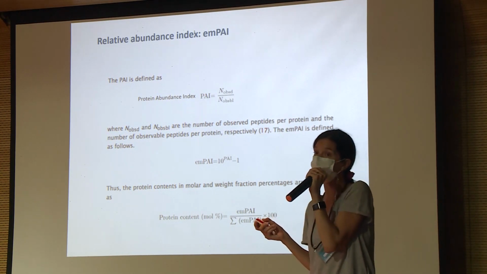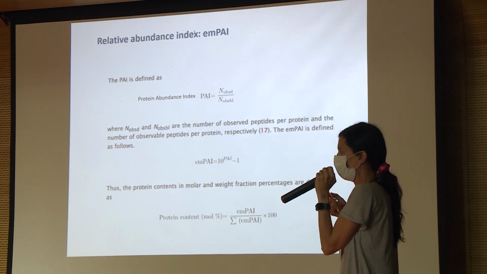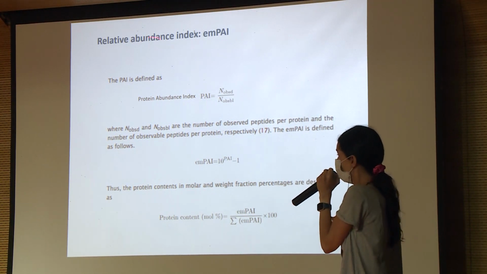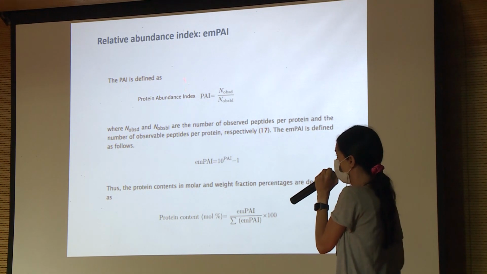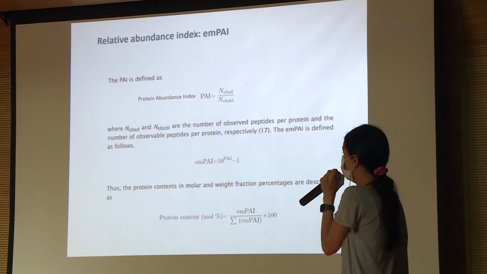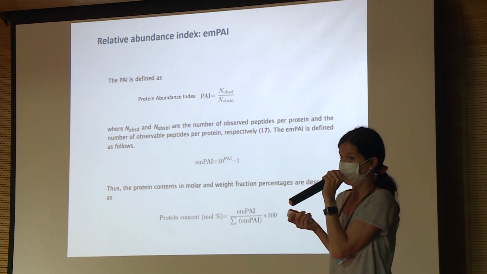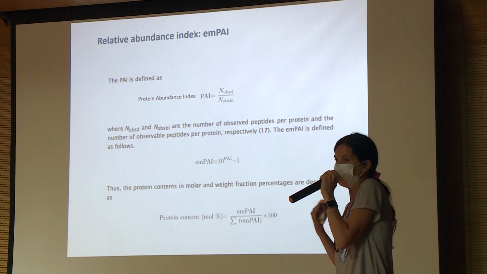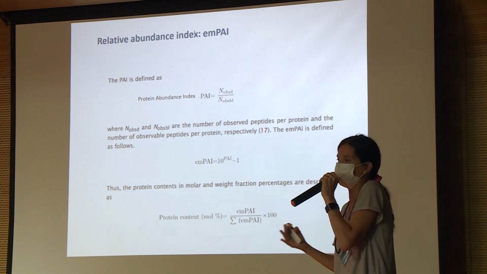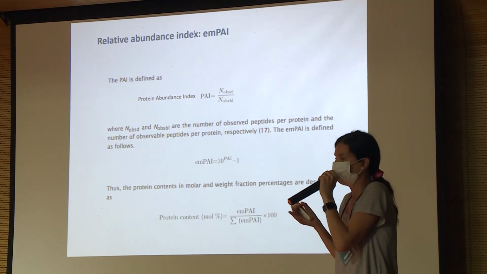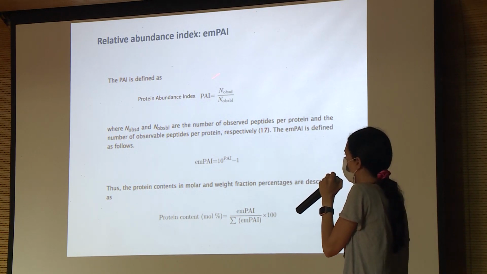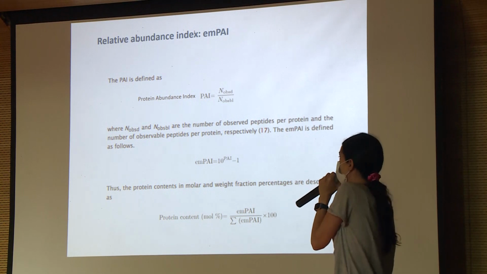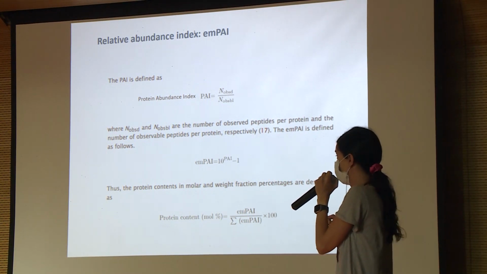Another quantitative approach, which is much simpler and has to do with relative abundance, is using this MPI parameter. The PAI is defined as the protein abundance index. It's the number of observed peptides for a certain protein over the number of observable peptides. So when you digest this protein with a certain enzyme, you expect to get 15 peptides. We saw 5, so our PAI would be 5 over 15. So each protein will have a PAI value in an identification.